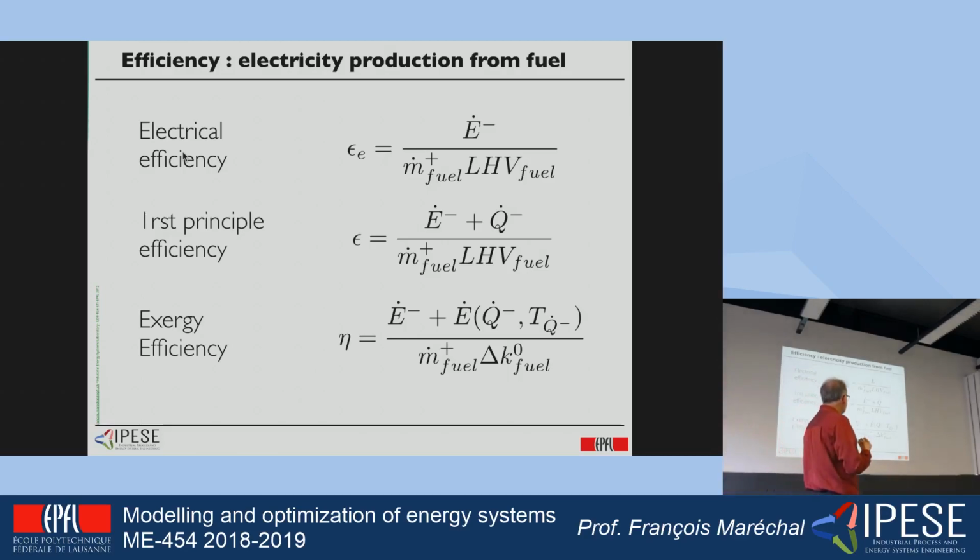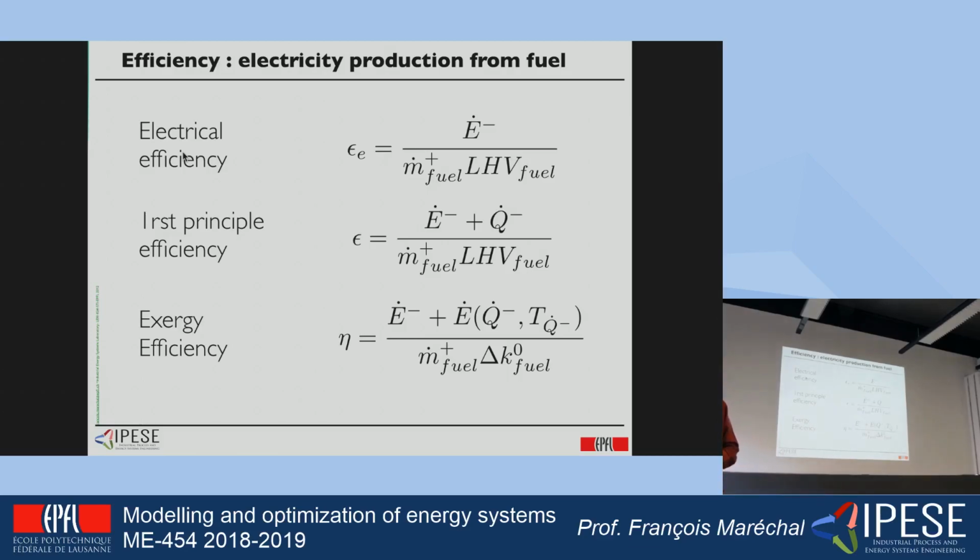So the rough one, where you look at one service and you divide by what you have bought to supply it. The first principle, where there is a risk of summing up things that we know do not have the same values. And then the exergy efficiency, which includes the value of the services in terms of the thermodynamic value of the services delivered.